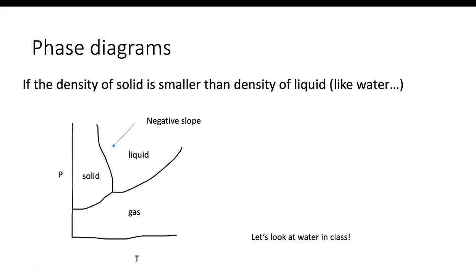If we looked at a phase diagram for something like water, where the density of the solid is smaller than the density of liquid, I've not drawn it very well, but you'll notice we have a negative slope. And actually what we'll do is look at the quite complicated phase diagram of water in class, especially with respect to the solid phase, which is not just one phase.